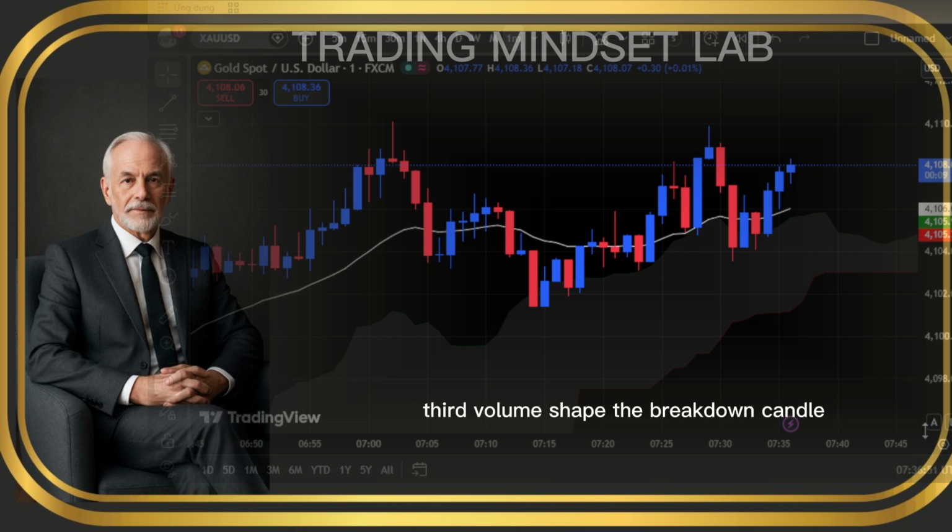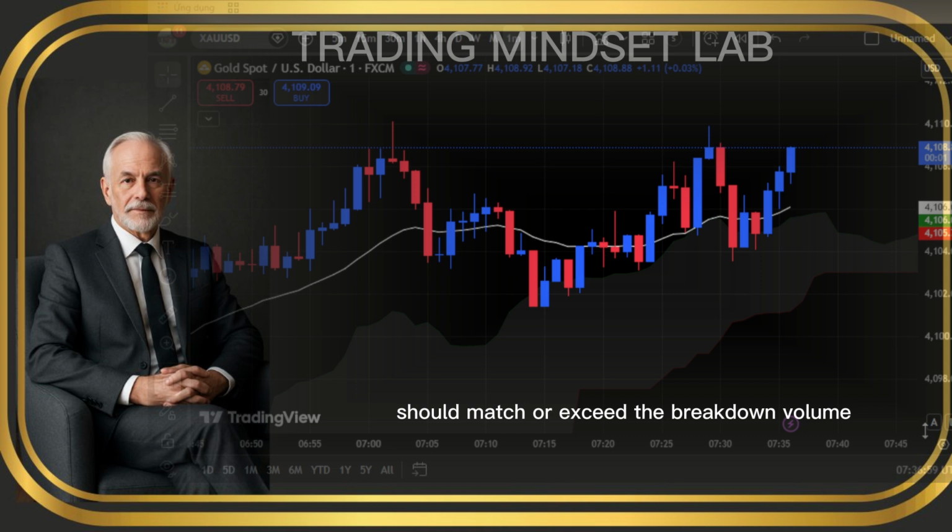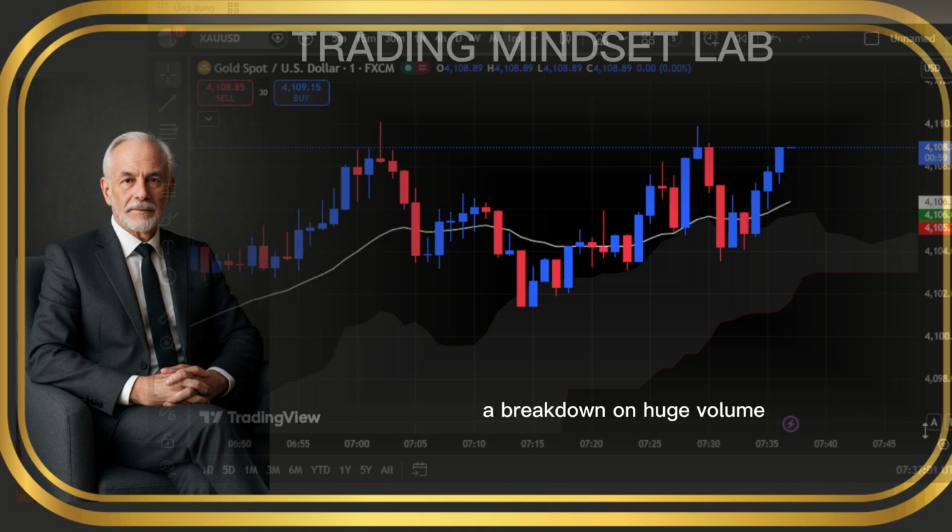Third, volume shape. The breakdown candle and the reclaim candle both need volume, and ideally the reclaim volume should match or exceed the breakdown volume. A breakdown on huge volume followed by a weak, low-volume drift back up is not a confirmed spring. It's a warning sign that buyers showing up are thin and unconvincing.